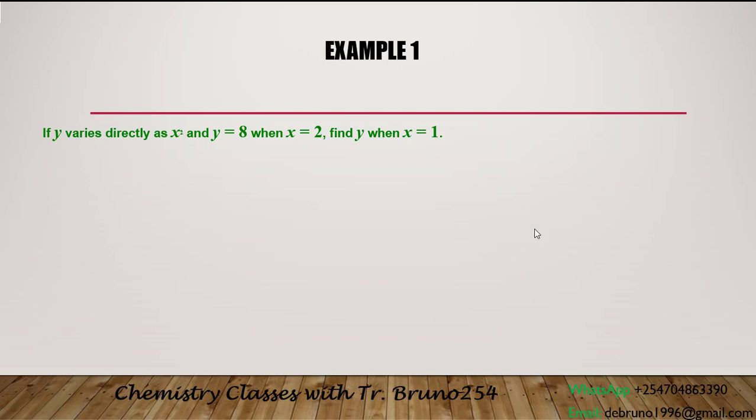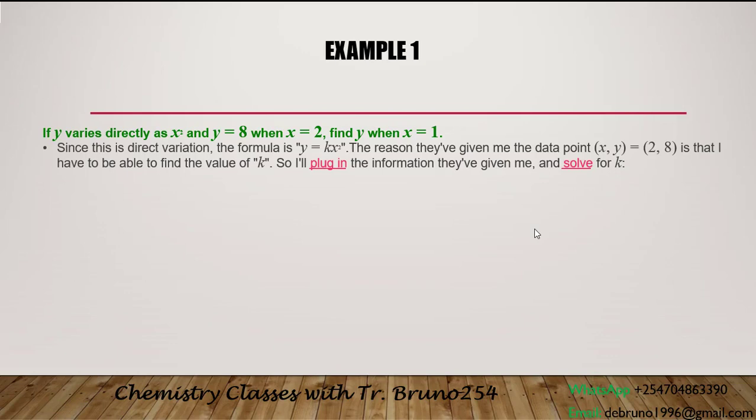So what have we said earlier? We said that we need to calculate the value of k. We first need to get the value of the constant, but before then we need to interpret this problem into a formula. And how do we do that? Since this is a direct variation, we know that y equals constant k times x squared, and that symbol means y varies directly as x squared. Now we are given the data points y and x as 8 and 2.